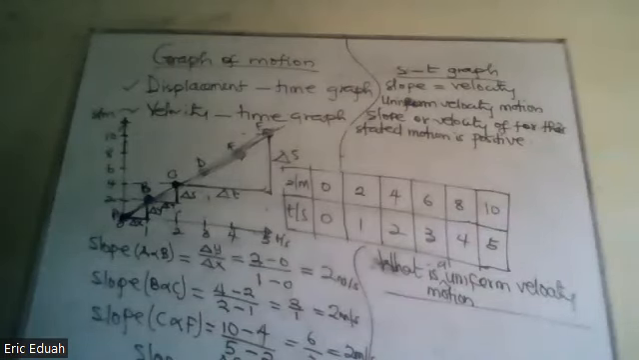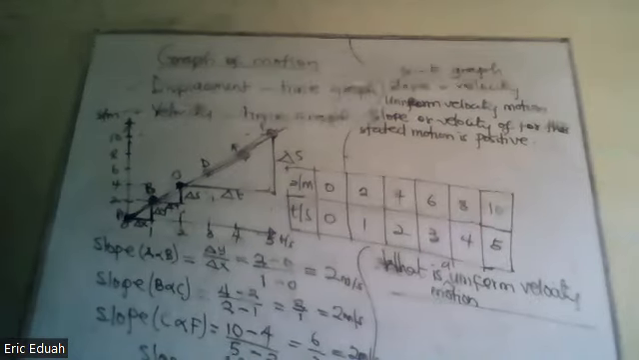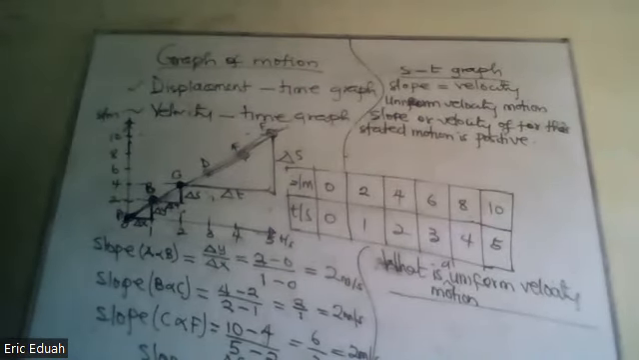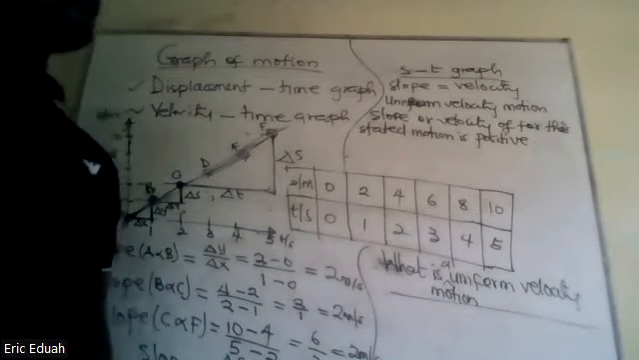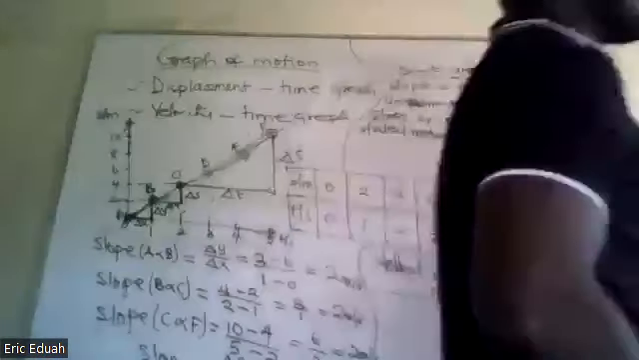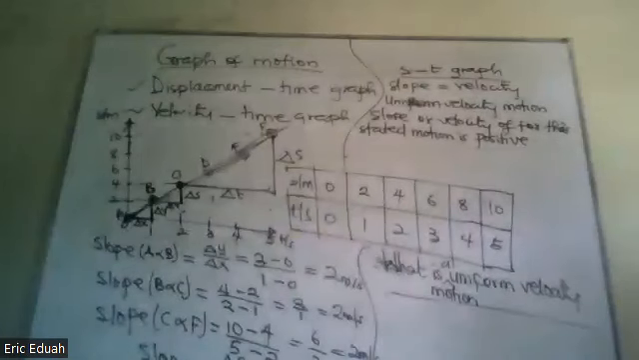So I've given you two different definitions. A body is said to be in a uniform velocity motion when the time rate of change of displacement is constant. Or when the rate of change of displacement with respect to time is constant.